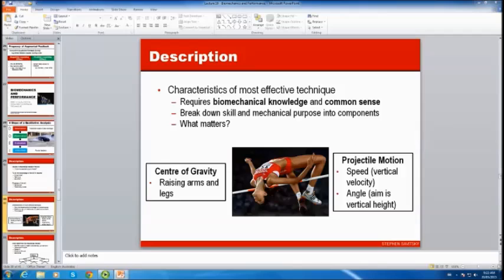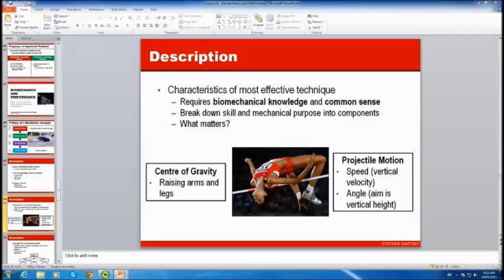Peak height. 90 degrees. Peak height. All I want's height. I'd go 90. If I wanted height and range, I'd go 45. Peak height, 90 degrees. If this is the case, then why don't I instruct my high jumpers to jump at 90 degrees, so straight up? Because they need to get over the bar.